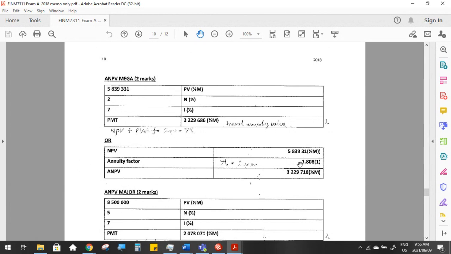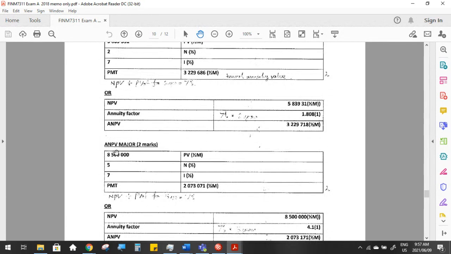But just take note that this would not be on your table, because I think on your tables, let me just double check, before I tell you an untruth. So remember, you've got to use your annuity, present value of an annuity tables. Oh yeah, no, we do. So we've got 7% and we've got 2 years. So you can look this 1.808 up on your tables that you'll be given. So the NPV divided by the annuity present value factor gives you the annualized net present value.